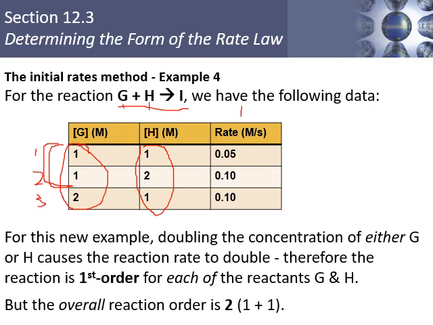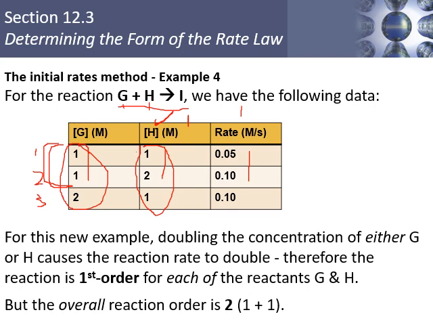Then for the first two runs, we're keeping G constant. It's 1 in both of them, but we're doubling H, and the rate over here doubles. So that means that in H, because that's the one we're changing, if we double H, the rate doubles, so that means that it is first order in H. So let's just write a 1 here by the H to show that it's first order in H. And I'm just doing this the same way we did before.